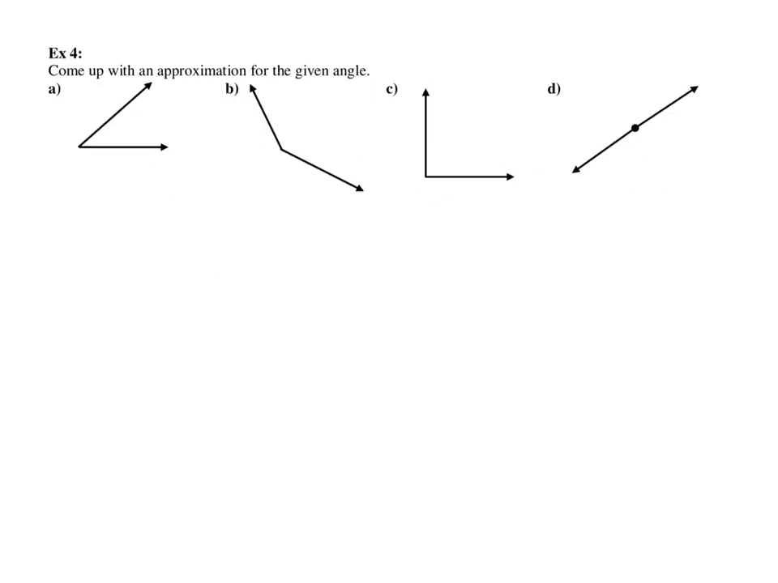All right, come up with an approximation for the given angle. We could call this here roughly 45 degrees. Once again, it's an approximation. So you should be able to tell the measurement of the angle just by looking at it, roughly. And we could say this here is around 135 degrees, and this is 90 degrees, and this would be 180 degrees. You should have a general idea of what the measurement of an angle is just by looking at it.